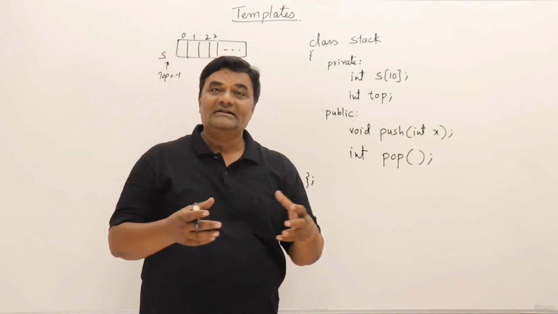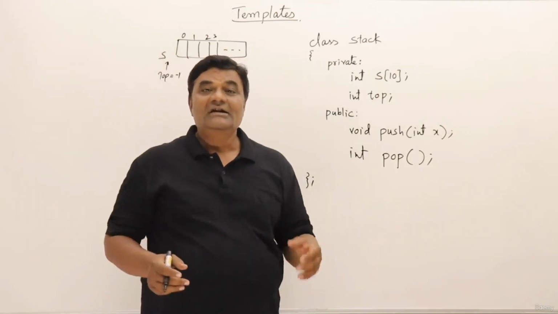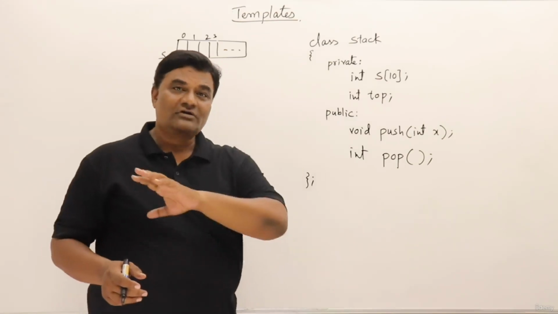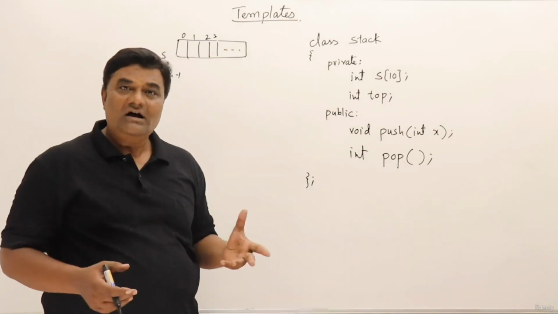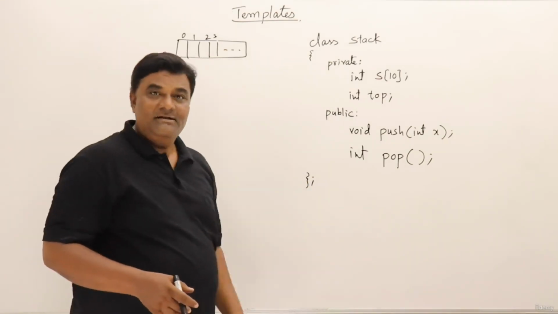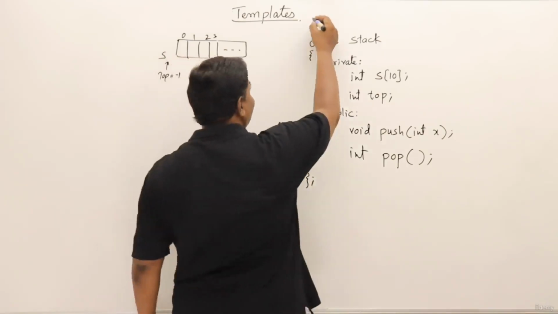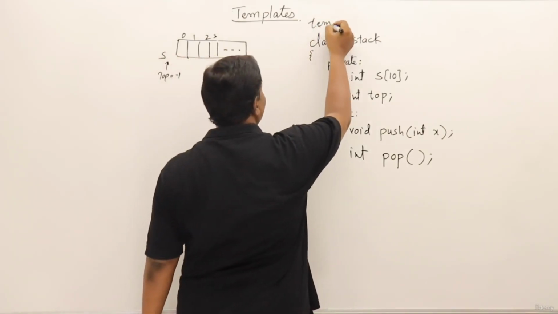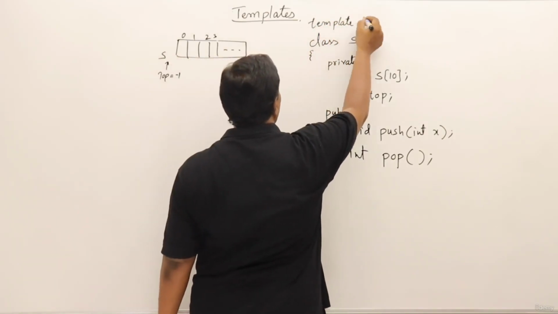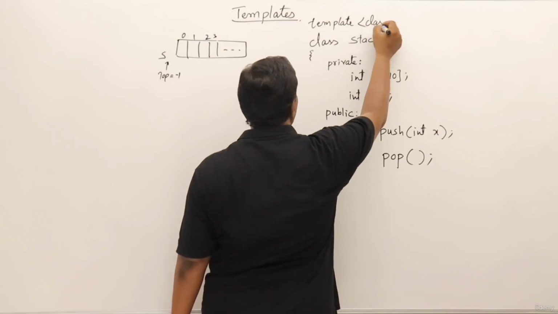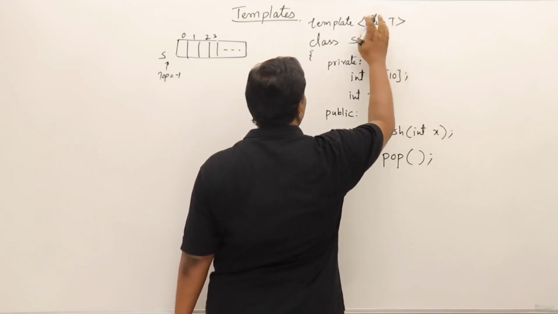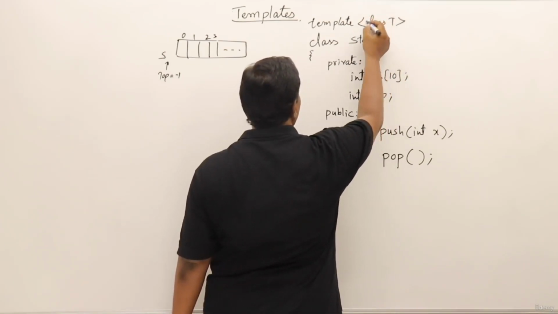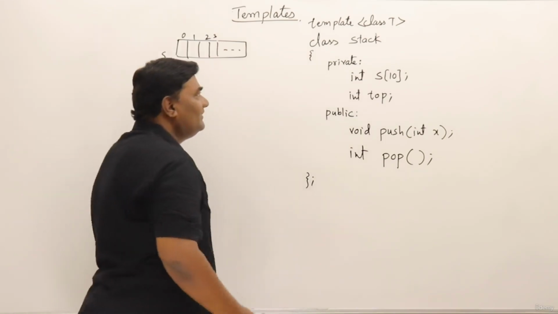So instead of writing many classes for different data types, you can write a single class for all data types. How? I can make the class a template. Let us see how to make it a template. So here on the top, say template, inside angular brackets, say class T. So I am defining a class called T, which is of type template.